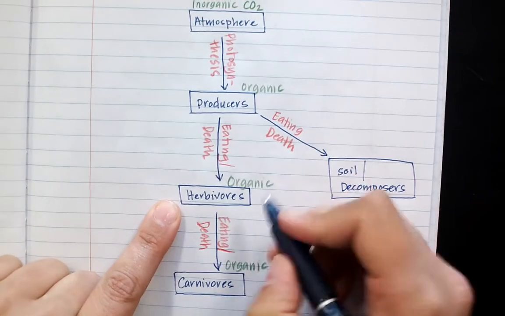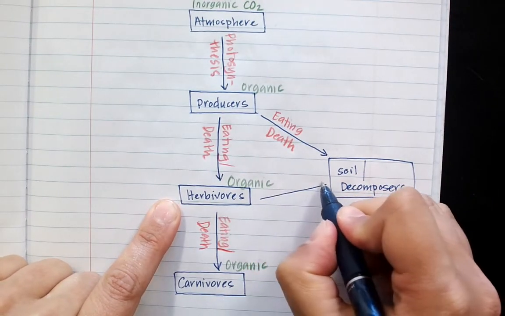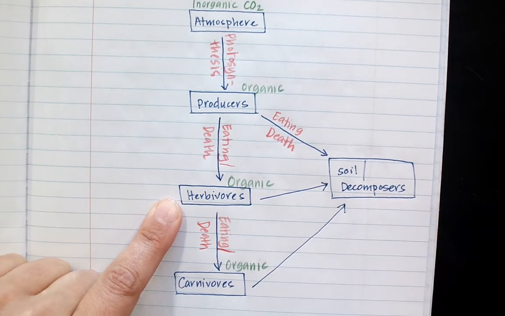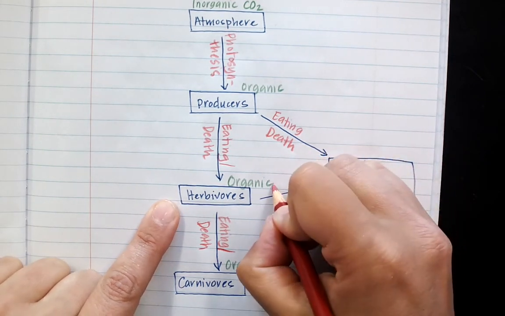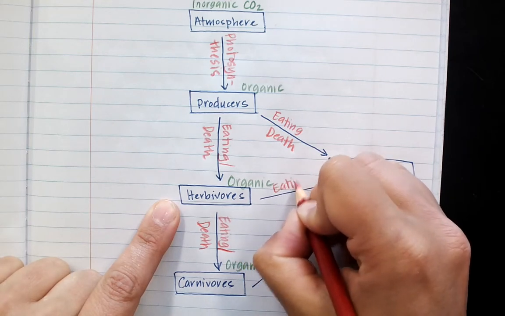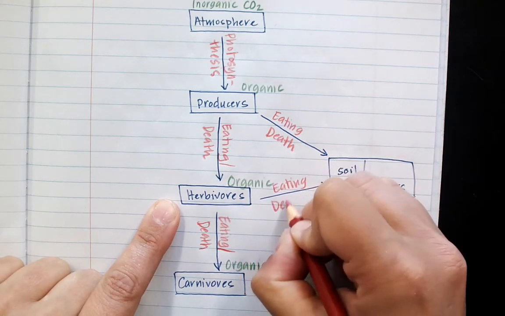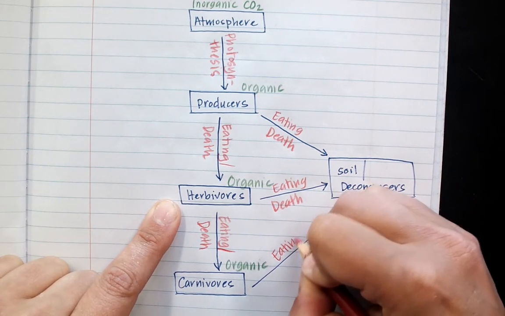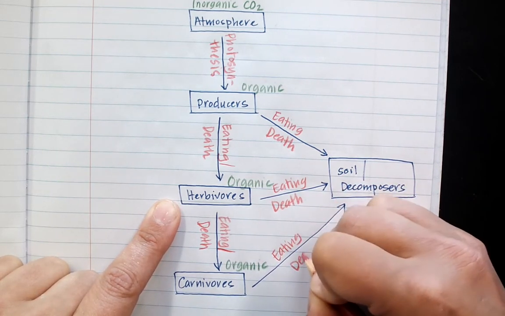Herbivores can also die and be decomposed, as can my carnivores. So the process here is eating / death, eating / death.